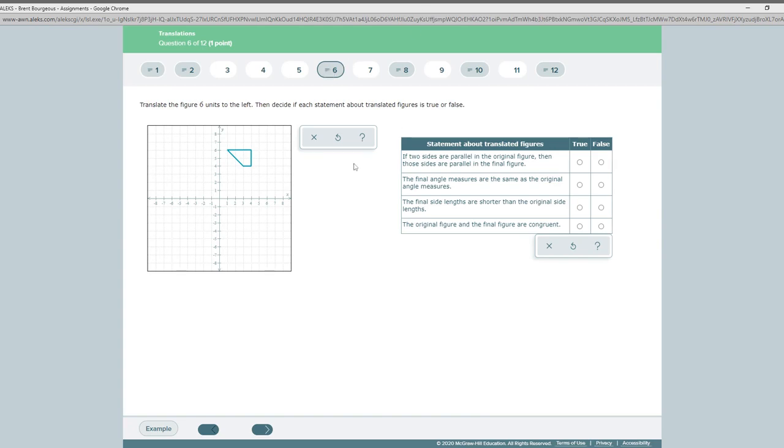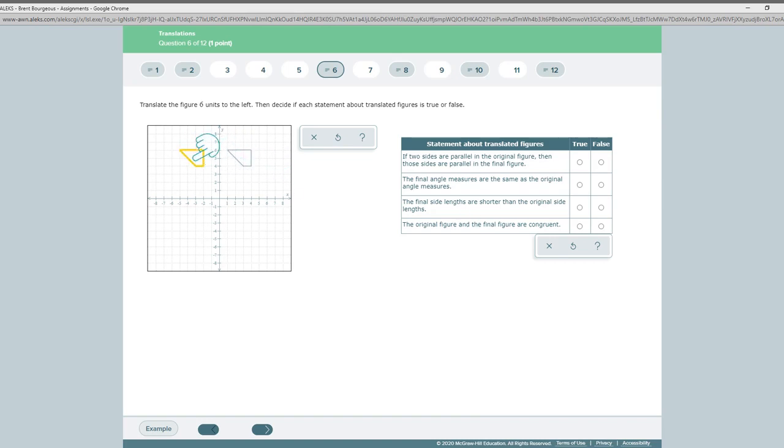Well, we might actually get to translate some figures around, just to see what we can do. So this type of question says translate the figure 6 units to the left. Then decide if the statement about the translated figure is true or false. So what you can do is you grab this figure, and then the way this is set up is you can actually drag a copy 6 images or 6 places to the left. So I've got to count carefully. 1, 2, 3, 4, 5, 6. So that's 6 spaces to the left of the original image. Let's count again. 1, 2, 3, 4, 5, 6.